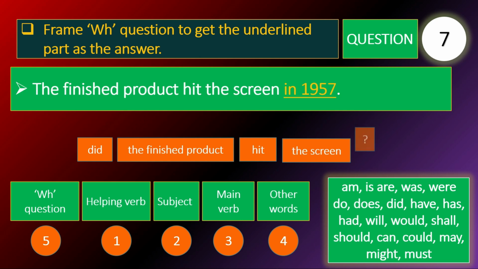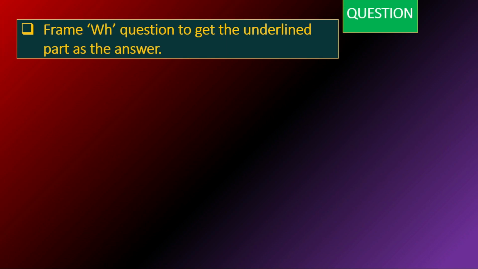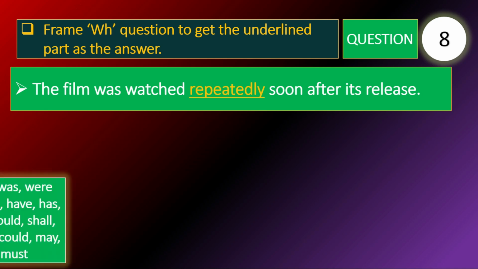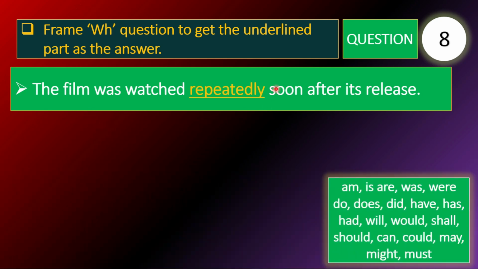Now you put the question word at the beginning. When did the finished product hit the screen? The answer is in 1957. Let's look at number 8. The film was watched repeatedly soon after its release. Now here repeatedly, this adverb tells us that this is there to describe the manner of action.